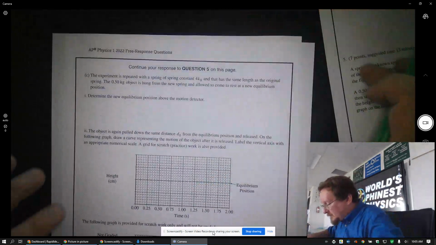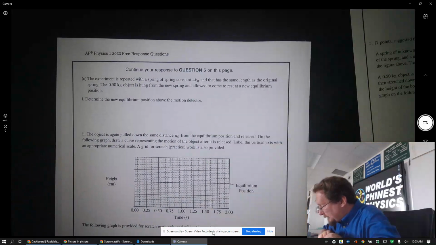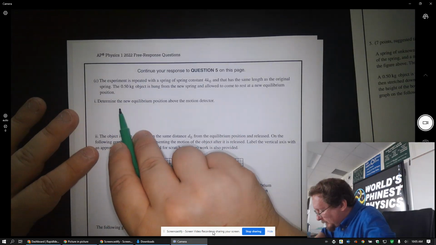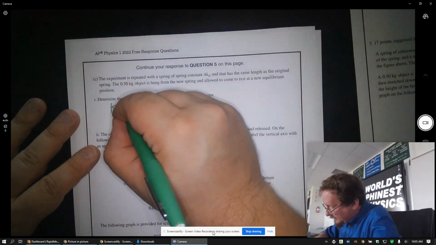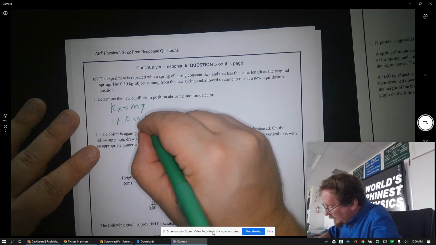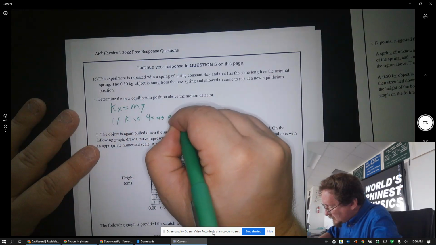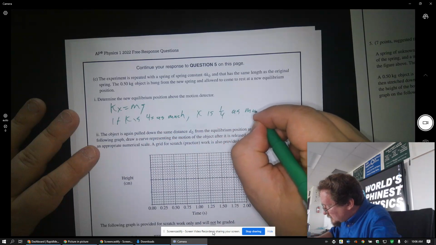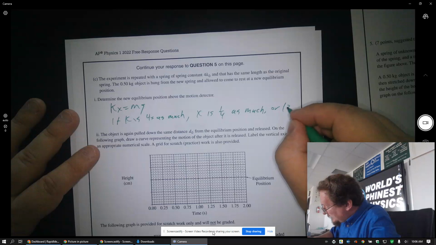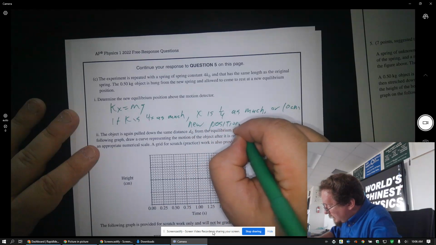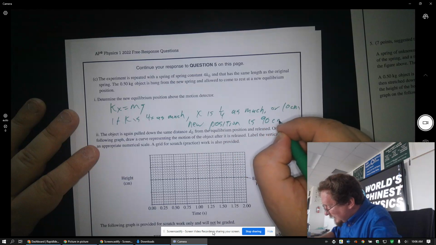All right, the experiment is repeated with a spring constant 4 times as much, the same length as the original, and the same mass. Determine the new equilibrium position. Well, kx equals mg. So if k is 4 times as much, x is 1/4 as much, or 10 centimeters. So the new position is 90 centimeters.